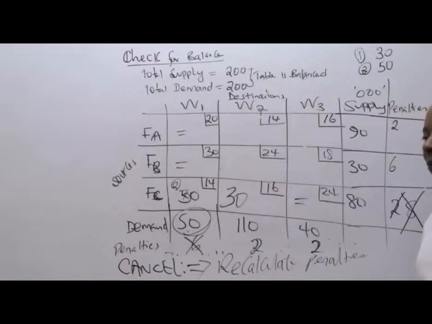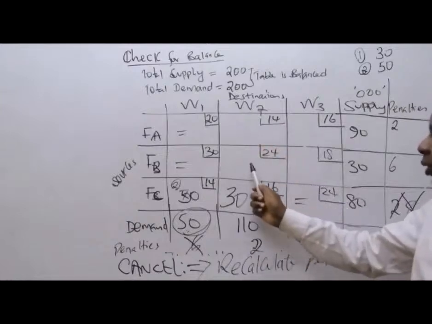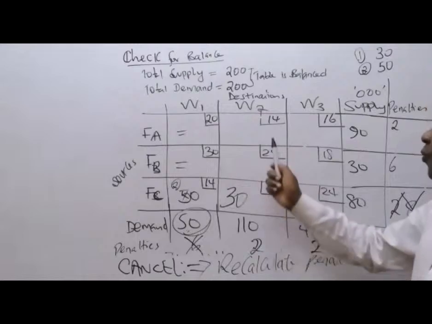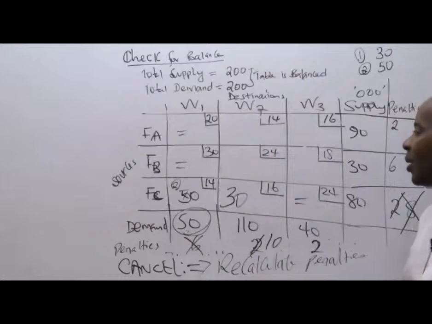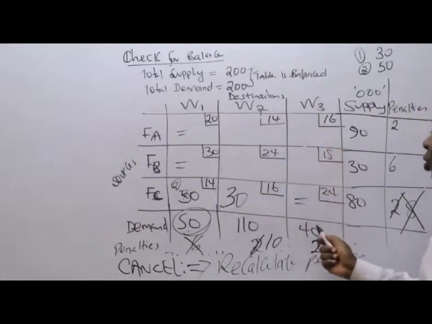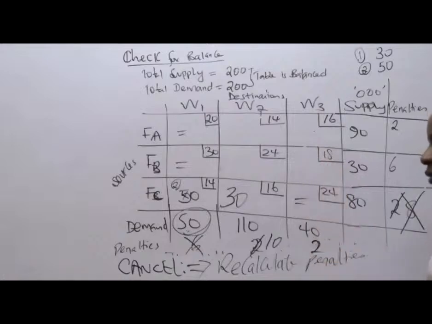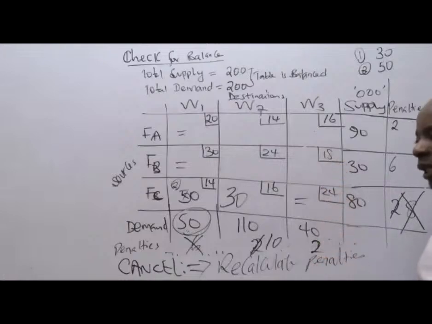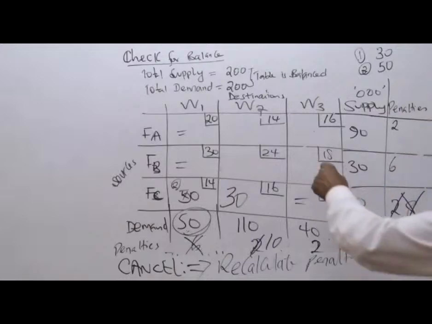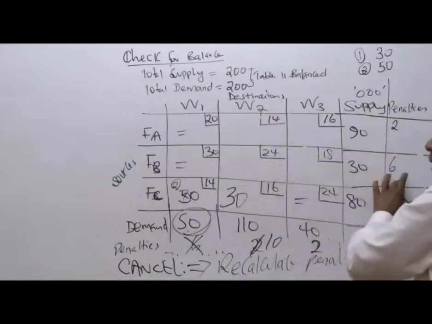Remember, when you're getting a penalty, you take the best cell, which is 14, followed by what here? 24. So 14 and 24, if you subtract, we get 10. And then come to column 3. We have 16 and 18. That gives me a penalty of 2. So there is no good reason for me to cancel that. Still 2. Come here and check whether any is changing. 14 and 16 gives me 2. 24 and 18 gives me 6.